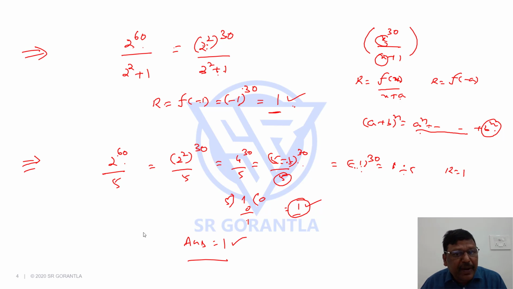So these are three different approaches to follow to find the remainder, right?